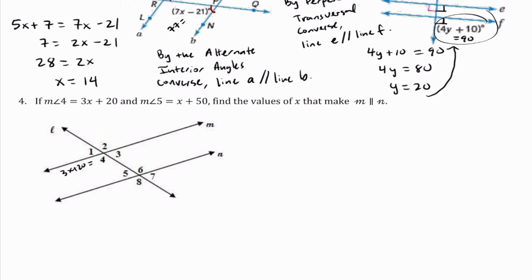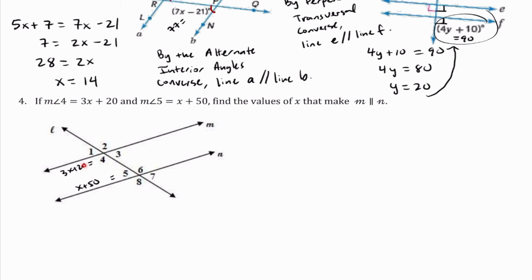And the measure of angle 5 is x plus 50. So if we look at these two angles here, angle 4 and angle 5 are inside of the two lines, and they are also on the same side of the transversal. So that means they are same side interior angles.